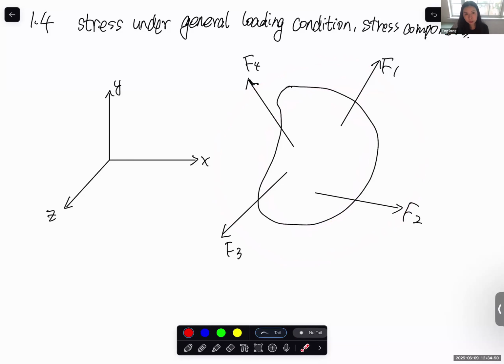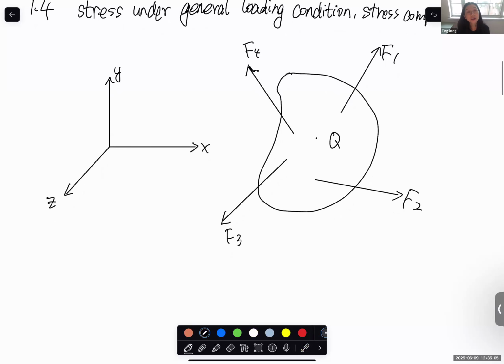And as structural engineers, what we need to figure out is, let's say, passing through a random point, let's put a point Q here, we want to know the state of stress at this point. We already learned that stress in general, by definition, is force over area. And for the stress at a specific point, mathematically we can use the limit of the force over an area, when the area approaches 0, it becomes the stress at a point, right?